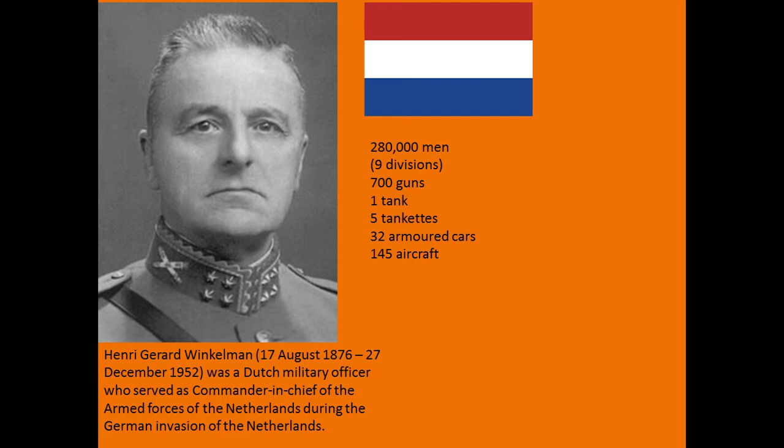So one of the main Dutch commanders, Henri Winkelman, born 17th of August 1876 and survived to 27th of December 1952, was a Dutch military officer who served as commander-in-chief of the armed forces of the Netherlands during the German invasion of the Netherlands. And what the Dutch had was a large number of troops, 280,000 men, 9 divisions, 700 guns, 1 tank, 5 tankettes, light tanks, 32 armored cars, and 145 aircraft. Mainly infantry.